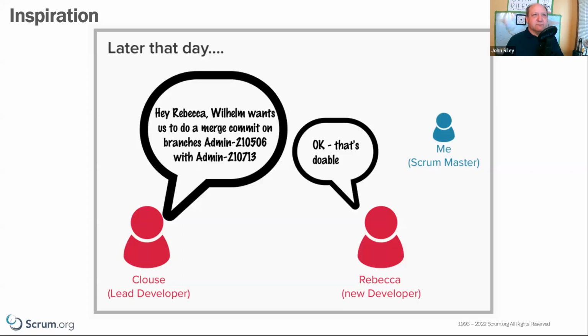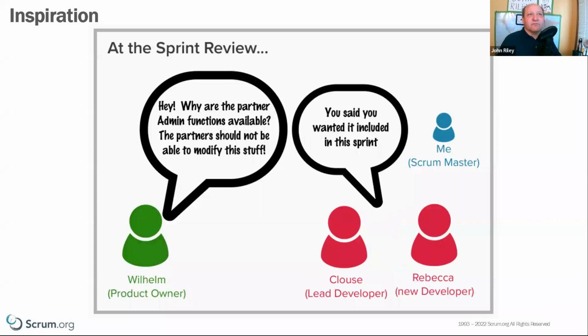Okay, that's doable. So I'm thinking, well, maybe there was something I missed there because I don't remember hearing that conversation that Klaus was talking about. So going to the sprint review, Wilhelm comes up as the product owner and says, "Hey, why are these partner admin functions available? The partners should not be able to modify this stuff." And developers kind of say, "Well, you wanted this included in the sprint." And here I am saying, I don't recall that conversation either.